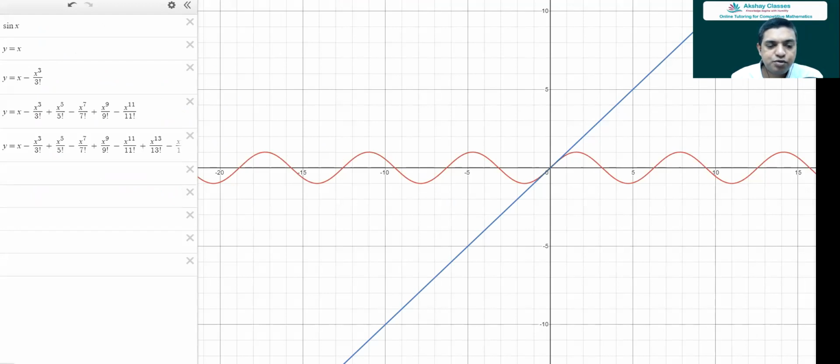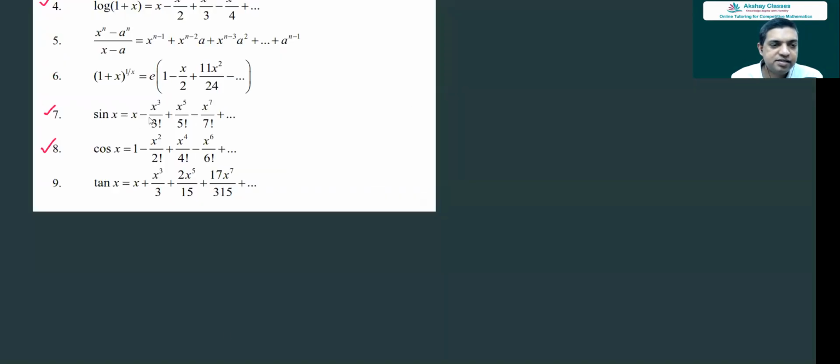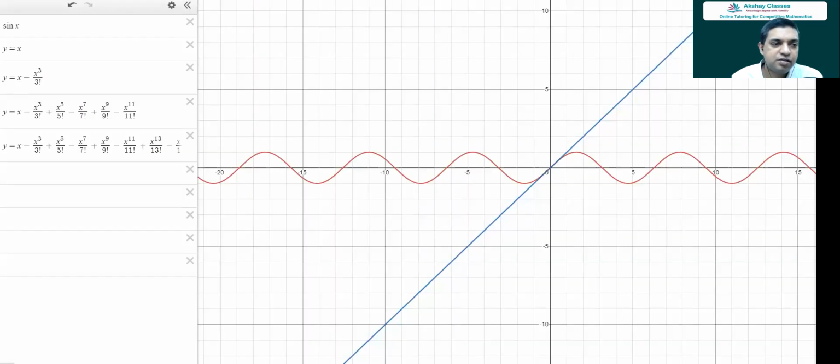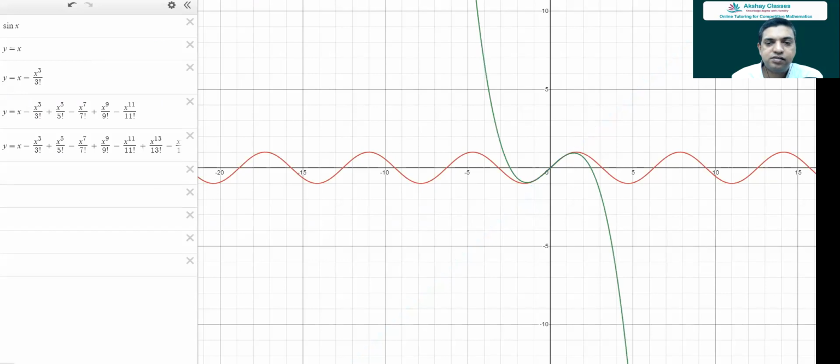Now, when I choose two terms, x minus x cubed by 3 factorial, this is the approximation. Because it is just two terms, it's a cubic function. So it will have a graph like this. So close to 0 and nearby 0, sin x and this curve are matching.